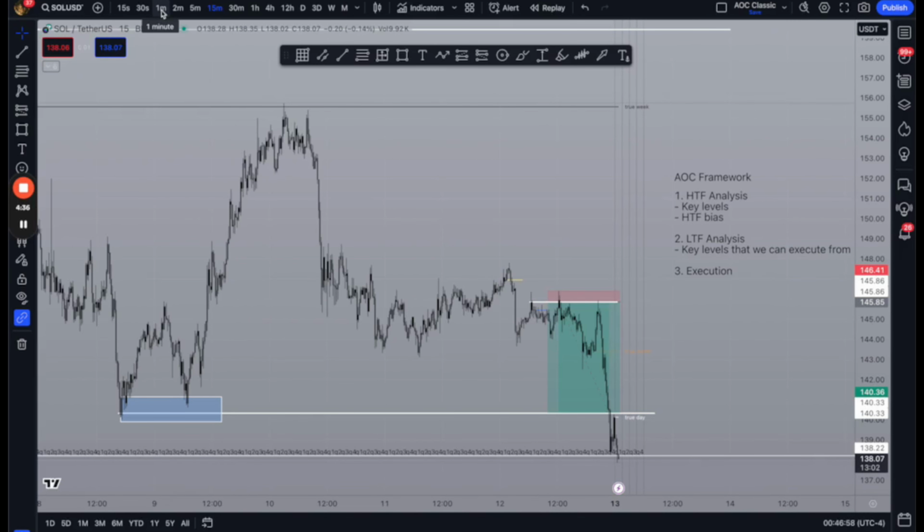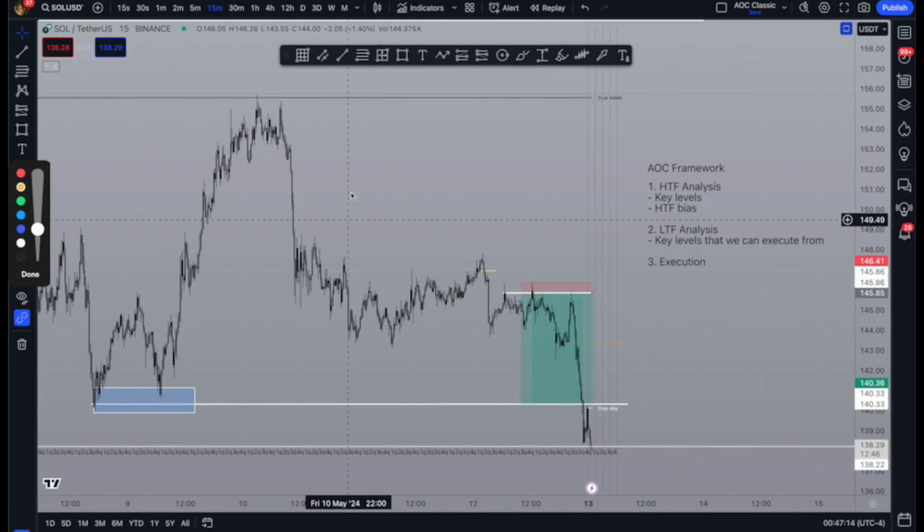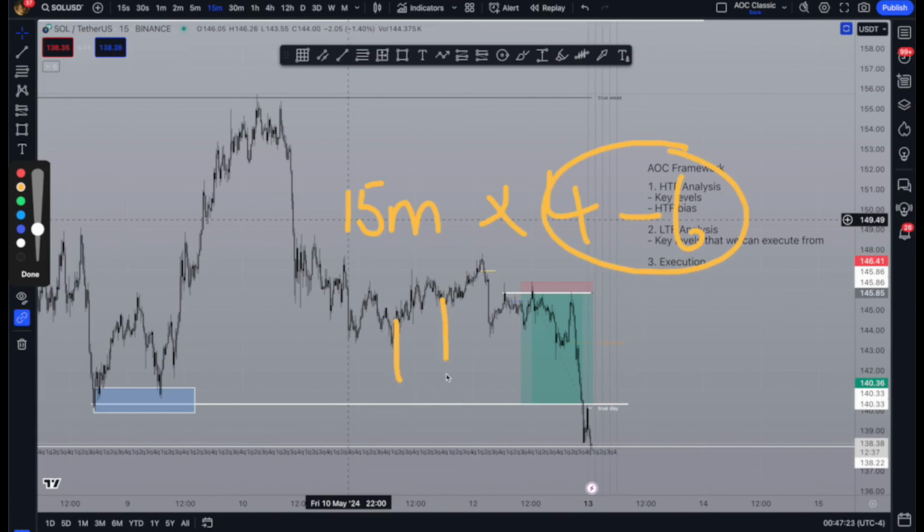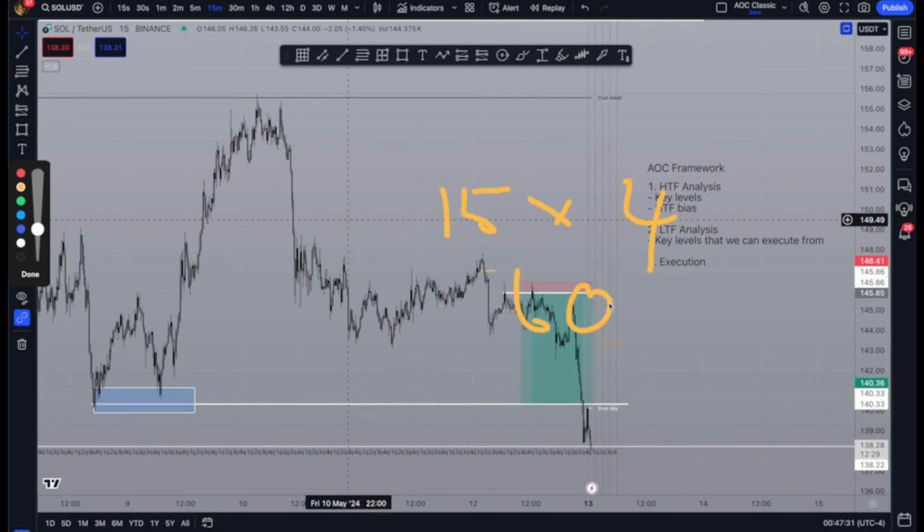So if you're trading on a 1-minute, or a 1-hour, or even a 4-hour or the daily chart, I'm going to give you a framework that you can use to determine your time frame combos. Based on whatever time frame you're trading on, for example mine is the 15-minute, you just want to multiply it by a factor of 4 to 6. That will give you your higher time frame. In my case, 15-minute times 4 is 60, so that is my higher time frame.